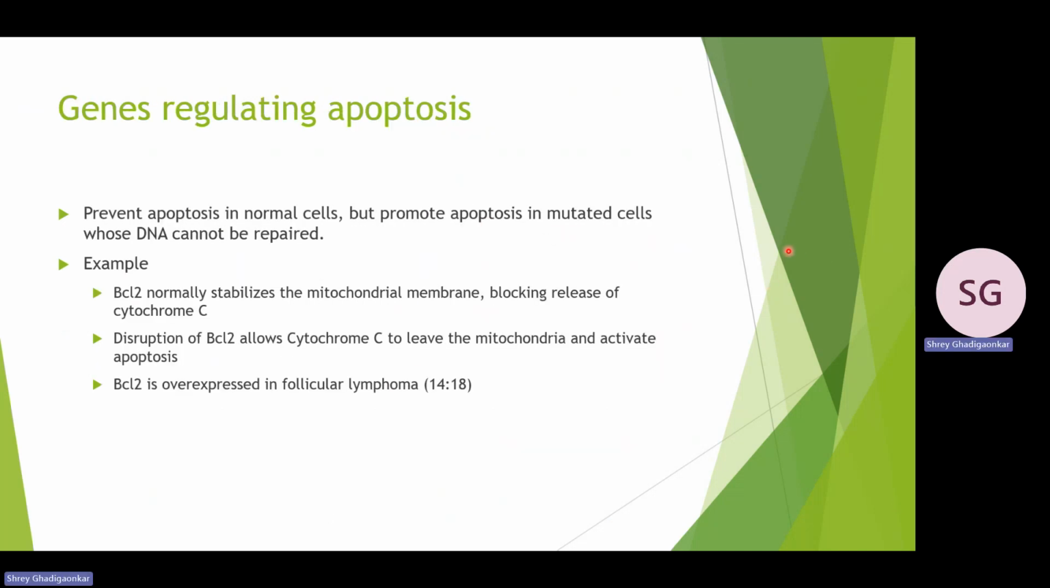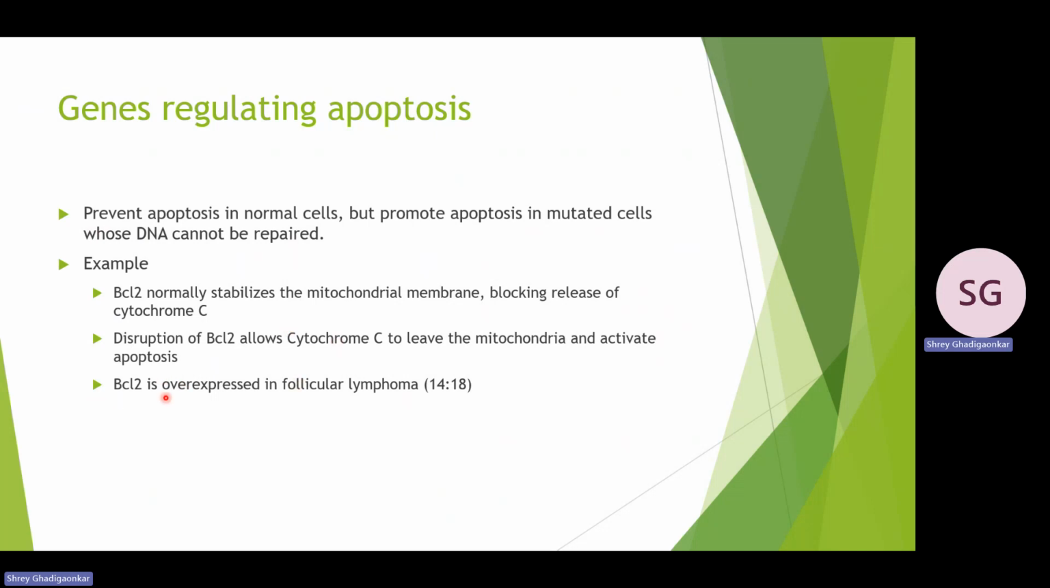Yeah. So then you have genes regulating apoptosis. These basically prevent apoptosis in normal cells, but promote apoptosis in mutated cells whose DNA cannot be repaired. So you have some examples over here. As mentioned, you have BCL2, which normally stabilizes the mitochondrial membrane and blocks release of cytochrome C. Disruption of BCL2 allows cytochrome C to leave the mitochondria and activate apoptosis.